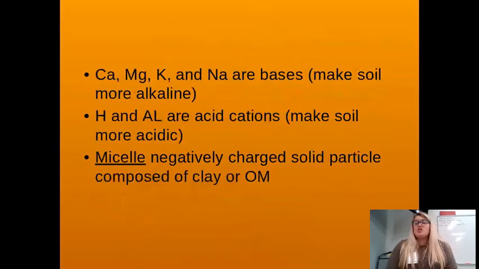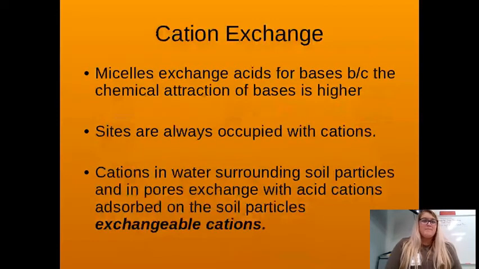Micelles are negatively charged solid particles composed of clay or organic matter. So we're getting some basis of vocab here. I know this is a lot of just terms. Where are we going with this? Well, micelles exchange acids for bases. That's what switches out. And they do this because the chemical attraction of bases is higher, so they're pulling those in. Sites are always occupied with cations, and those in the water surrounding the soil particles and in the pores exchange with the acid bases. So they switch out in exchangeable cations.